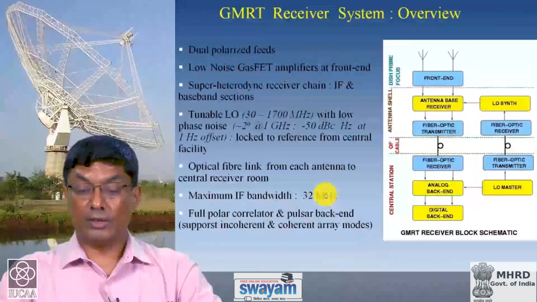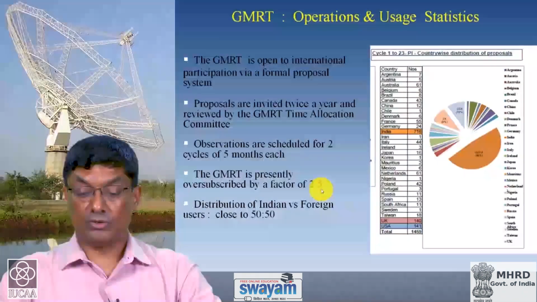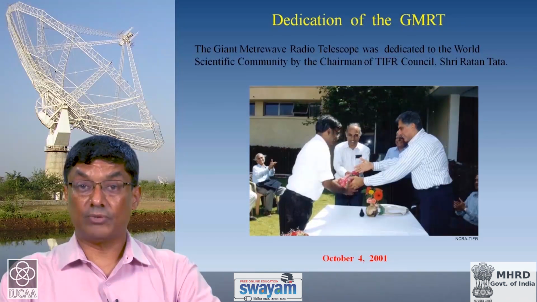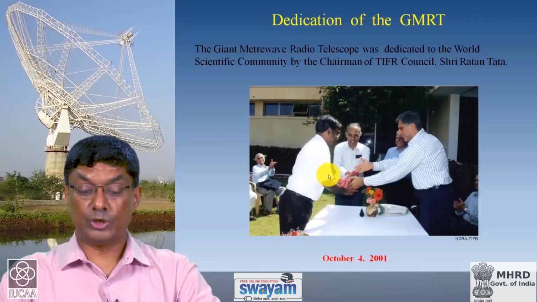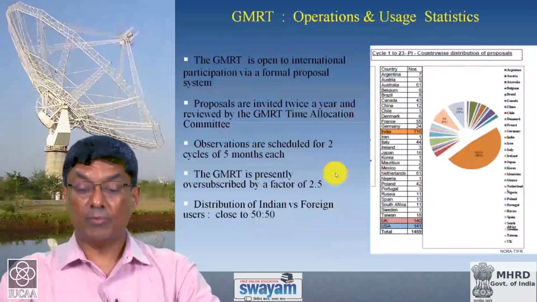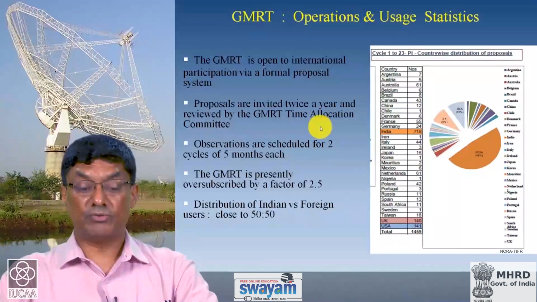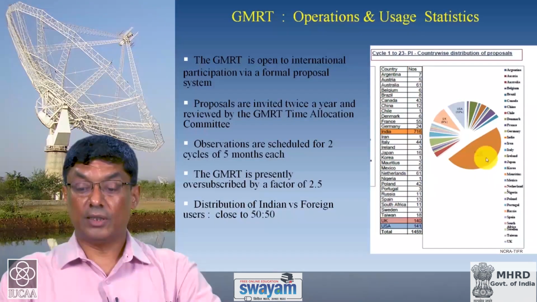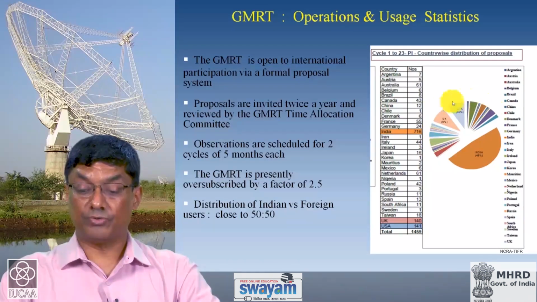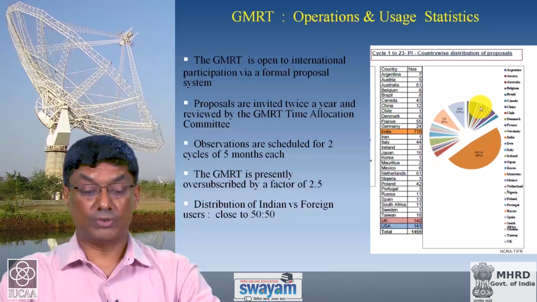Okay, so the GMRT, as I said, was built in the 1990s, and it was dedicated as an international facility from late 2001 onwards, and 2002 onwards regular observations started with the GMRT, and people from all over the world use the facility, as you can see here, with a healthy participation. About 50% of the proposals from India, and others from astronomers from literally all over the world.